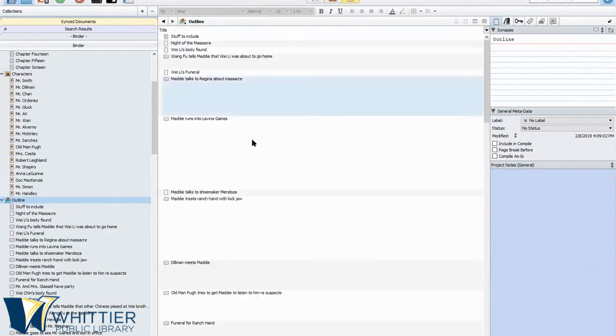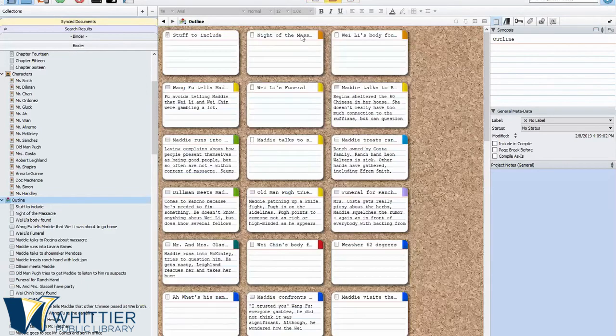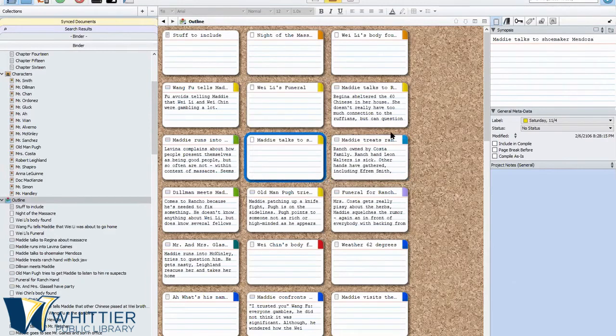You can see it as a whole series of lines. You can see the actual text that's in there. Or you can see it as little note cards. And they are very easy to move around if you want to. And why that's not moving, I don't know. But Scrivener has this. And a lot of people, you can make little color notes on them.